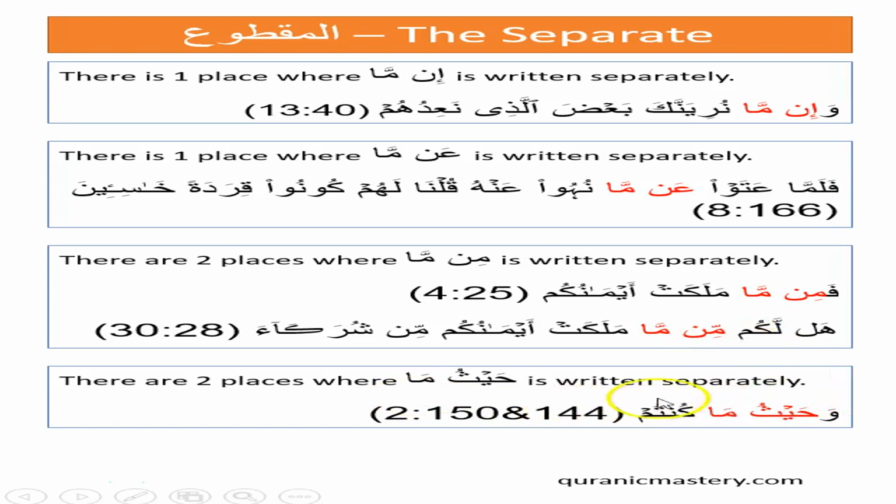وَحَيْثُمَا or حَيْثُمَا is written separately in two places. Now both of these are in the same surah, however they're in two separate places of Al-Baqarah. وَحَيْثُمَا كُنْتُمْ. حيثما وحيثما كنتم.